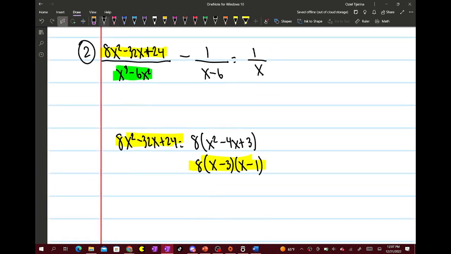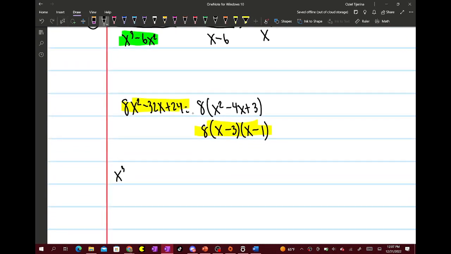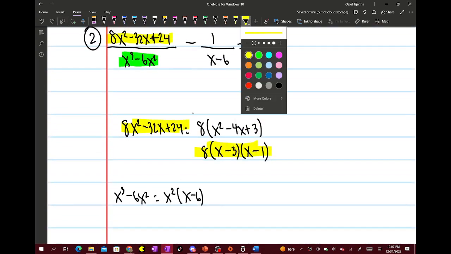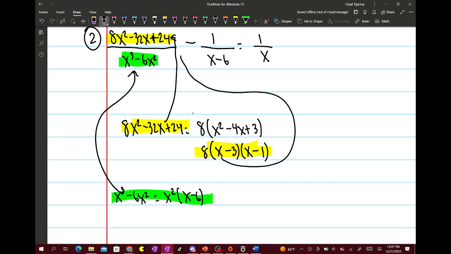And then the x cubed minus 6x squared, obviously this is very easy. This is just x squared times x minus 6, right? So then that is what this one would be. So really that's this one, and this is this one, right? This part is this one, right? So we're going to just rewrite it.